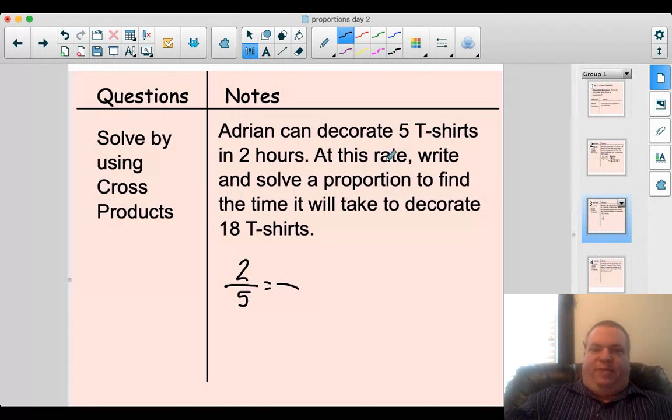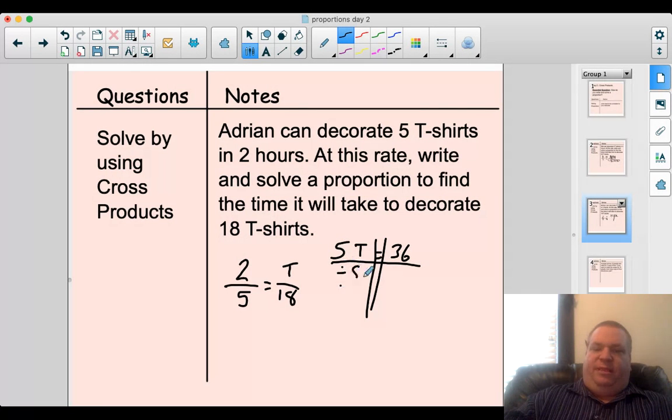Okay, so at this rate means it's proportional, means I'm using the same rate or the same ratio. Write and solve a proportion to find the time it'll take to decorate 18 t-shirts. Okay, so the thing that I'm given is the number of t-shirts, which in this case is the number on the bottom. Okay, 5 t-shirts on the bottom, 18 t-shirts on the bottom over here. And what I want to do is find the time that it'll take. So let's do t for time. Okay, so I can solve it the same way. 5 times t is 5t. 2 times 18 is 36. Do my train tracks.